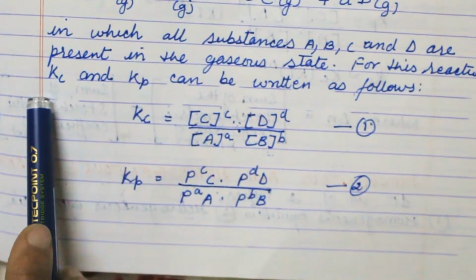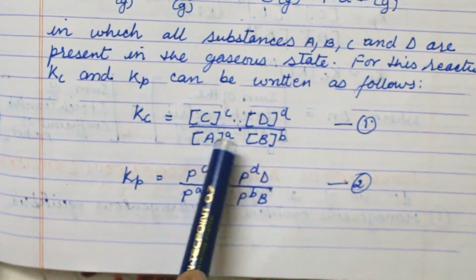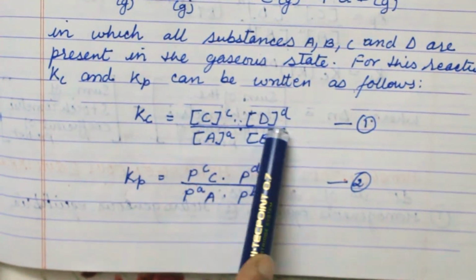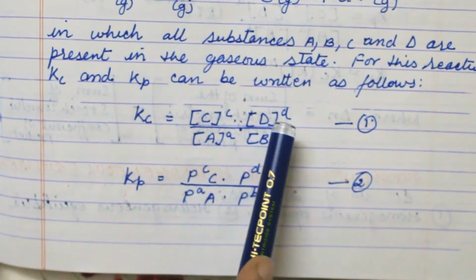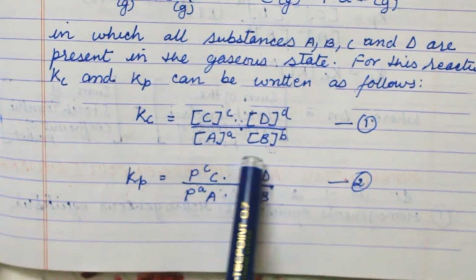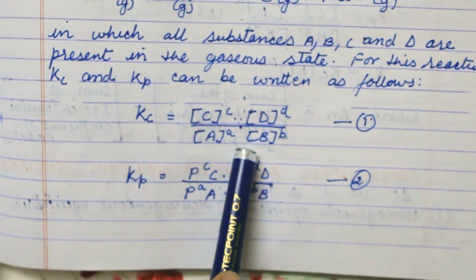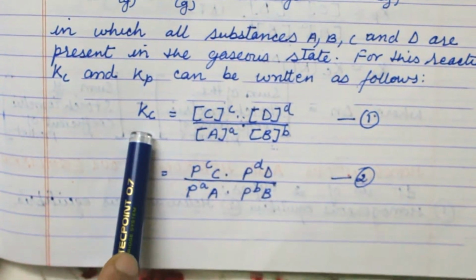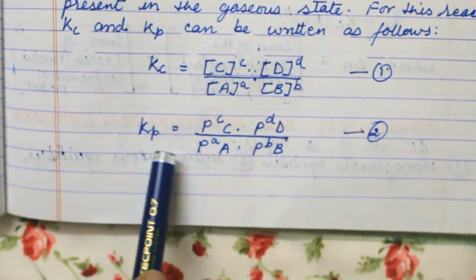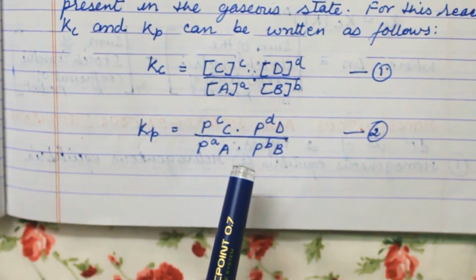For this reaction, Kc and Kp can be written as follows. The products are the numerator with the stoichiometric coefficient as a power, and the reactants are the denominator. This is equation 1. This is Kc. Now come to Kp, where the partial pressure is mentioned.